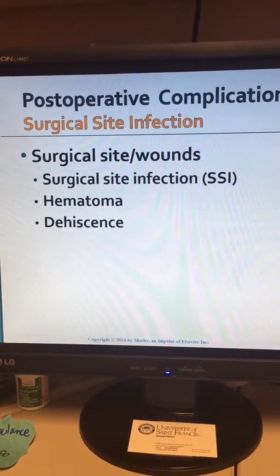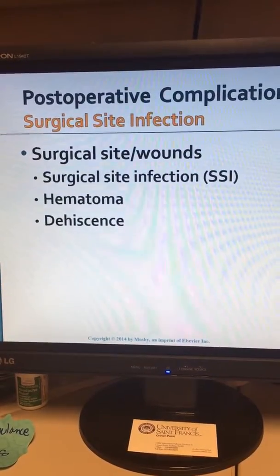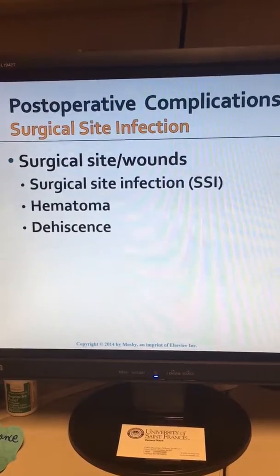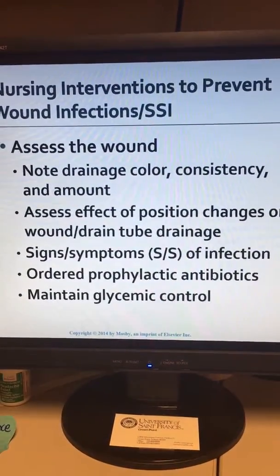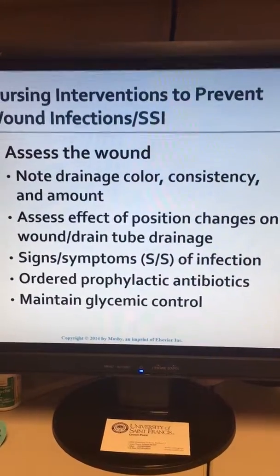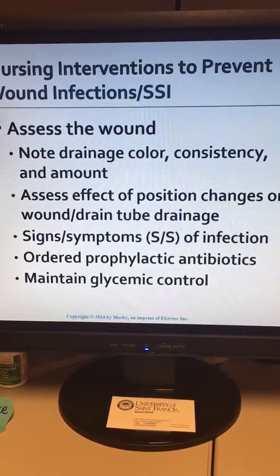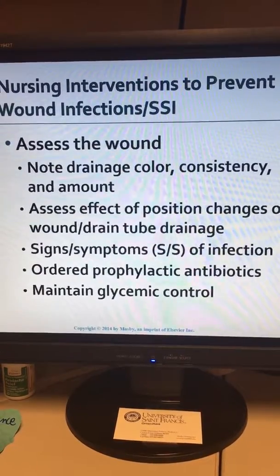Next, surgical site infection. Monitor that surgical site. Do they have a blood clot there? What do the wounds look like? We're going to adequately look at those. Assess the wound. We're looking at drainage, color, consistency. On this exam, there's not a ton of questions. There might be one related to surgical site infection, but I don't remember a lot on surgical site infection.